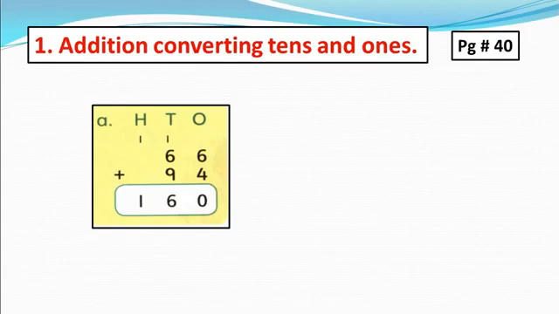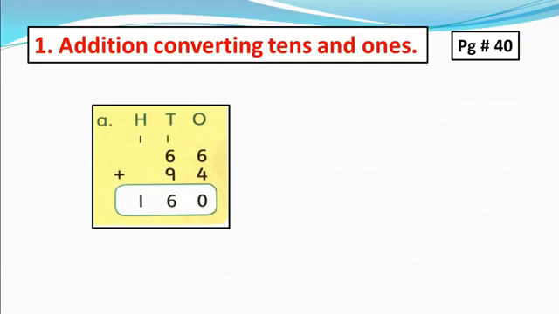Now add these tens. 1 plus 6 equals 7 and 7 plus 9 equals 16. So here we have 16 tens, which means 1 hundred 6 tens. So we write 6 in tens column and 100 put into hundreds column. Now add hundreds. There is only 100. So here we write 100. The answer is 160.